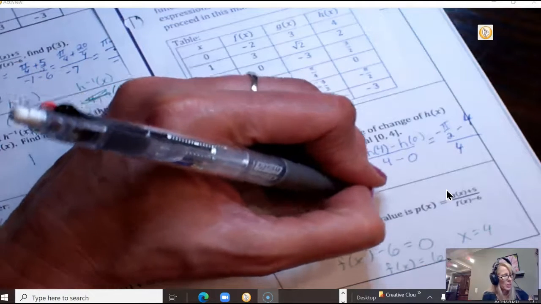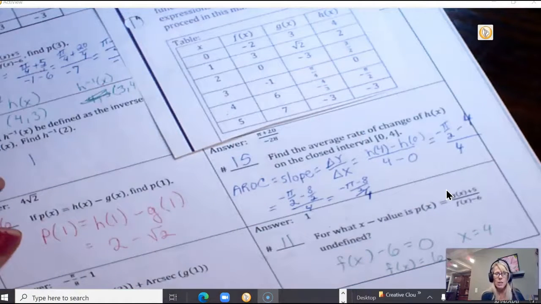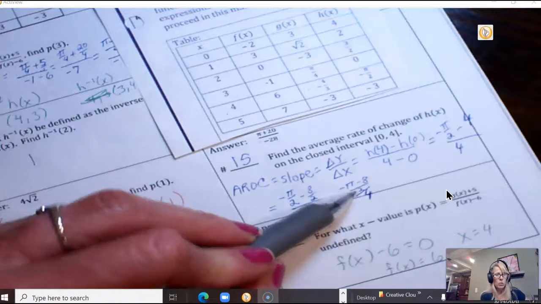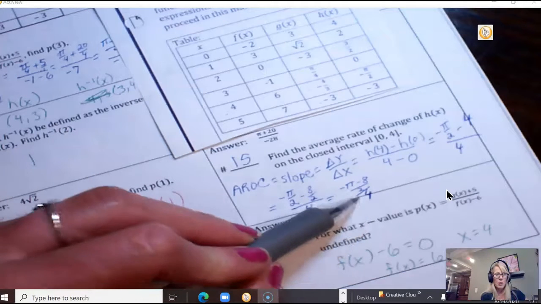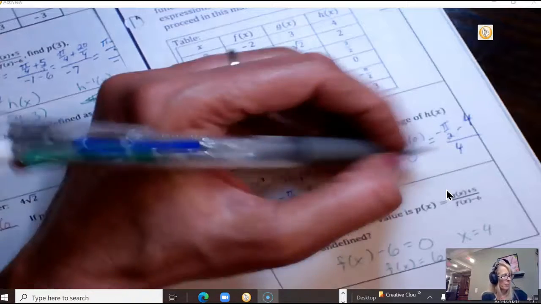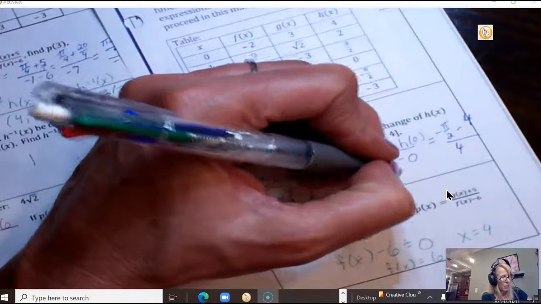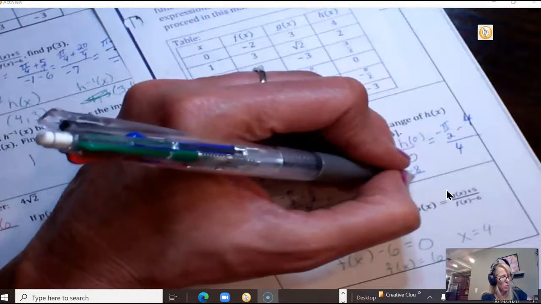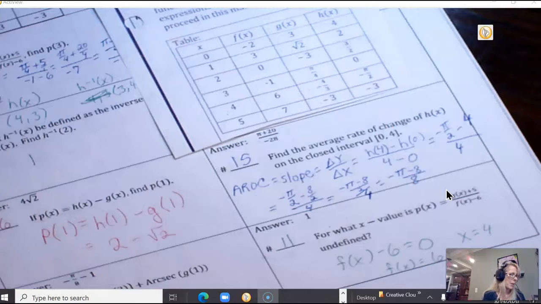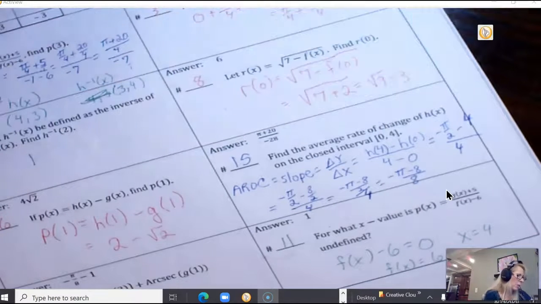Oh, that's not looking too easily good. All right. So we're going to take that 2 denominator times denominator, 2 times 4. That makes this negative pi minus 8 over 8. Is anything like that looking like what we have?